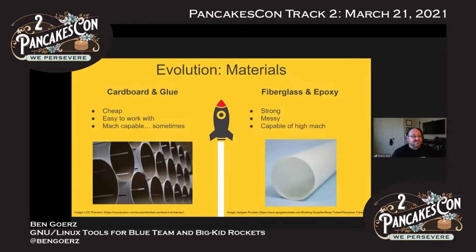Another evolution is materials. This one, you can get into the high-end stuff, and I'm actually going to advocate that you don't, or at least that's what I prefer. Cardboard and glue is cheap and it's easy to work with. And the surprising thing is it's actually Mach capable. You can fly a cardboard tube above the speed of sound, and if you've built it well, it will not tear itself apart. For me, that's good enough, especially since I'm flying kind of middle grade motors.